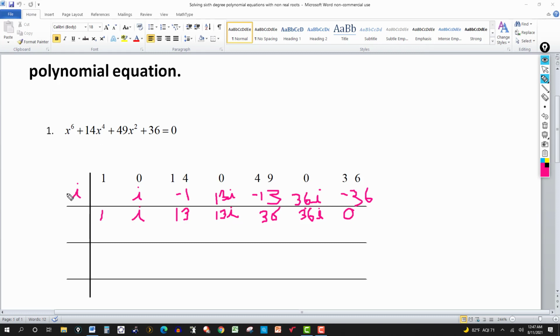Now, because it works, we could try it again and see if this repeats, but it doesn't. So just to save some time, I went ahead and tried negative i. So bring this down. This is 1. Negative i times 1 is negative i. Add i and negative i, that's 0. And then negative i times 0 is 0. Got 0 over here. 13 and 0 is 13. Okay, and then negative i times 13 is a minus 13i.